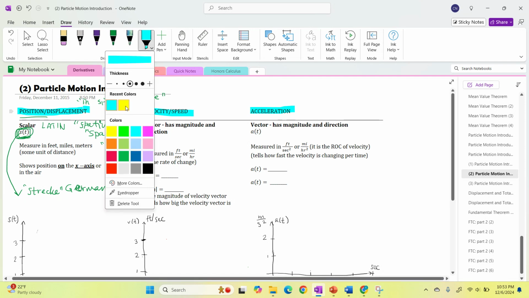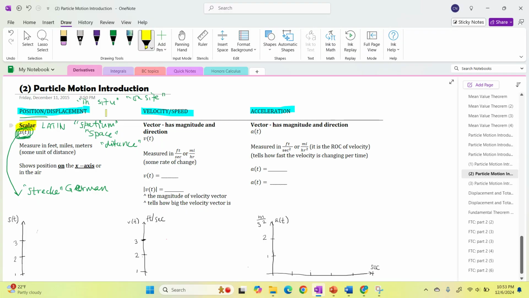Anyway, position is scalar, so that means there is no direction here. It's going to be measured in feet, miles, meters, like some kind of distance here.